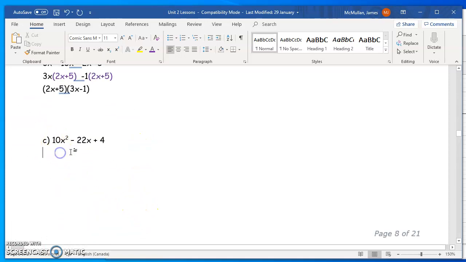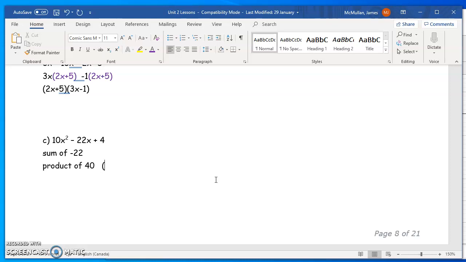Let's move on to this last one. I'm looking for a sum of negative 22 and a product of positive 40. Now, if the product is positive, it means you're either working with positive positive or negative negative, right? Because you're multiplying them to make a positive number. Since it has to add up to a negative number, I know what I have to do here is two negatives. So I'm looking for two negatives that add up to negative 22 and multiply to 40.